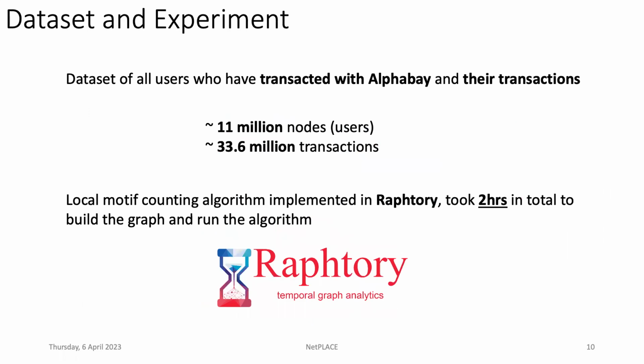Our experiment was we had this data set of which there were, I think, 11 million users represented, and then 33 million transactions, which is quite a large network as far as they go. And the local motif counting algorithm that we implemented in Raphtory, in the end, and I'll talk a little bit about the journey in the second half, took 2 hours in total to build the graph and run the algorithm on top of it.